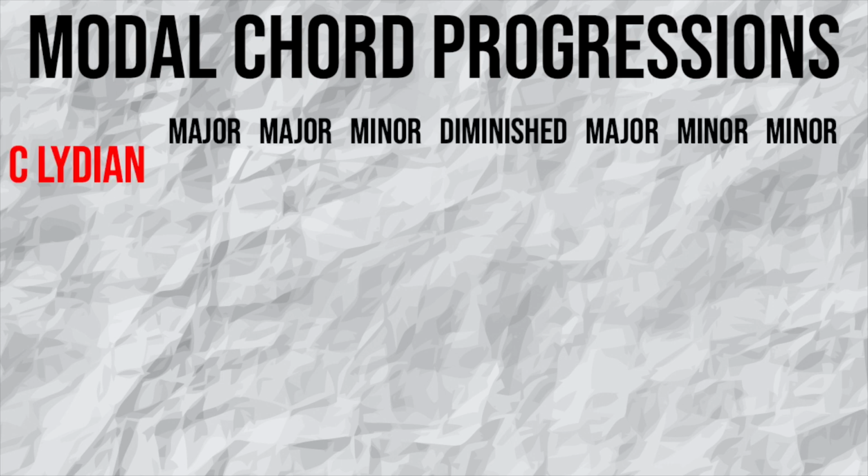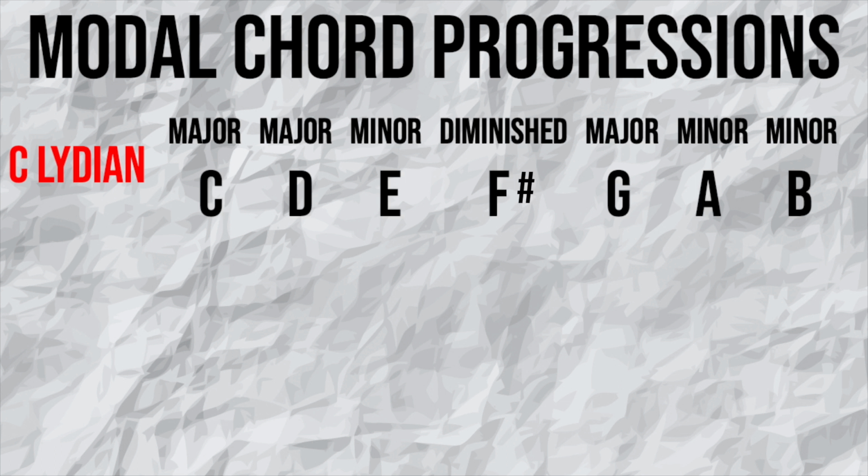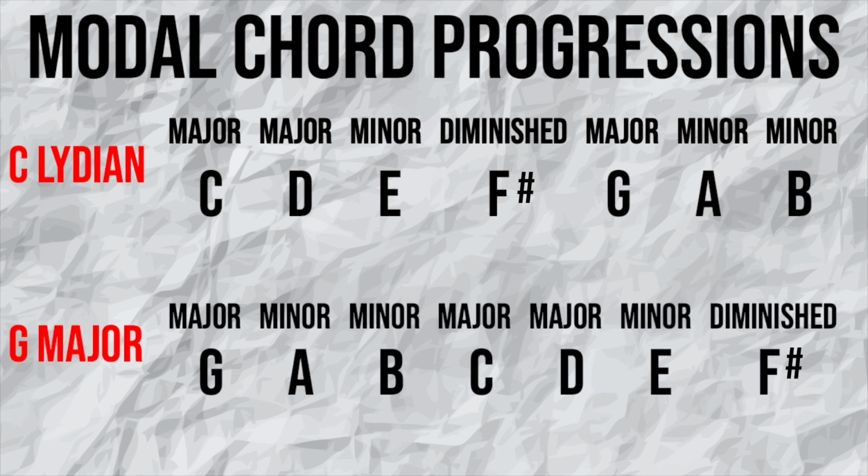Just like the major scale, you can build a chord from each of the scale degrees. For example, in the Lydian mode, we get these chords, and they are made from these notes. These are the same chords that you will get from the parent scale of that mode. For example, the parent major scale of C Lydian is G major, and it contains all the same chords. You can create a modal chord progression from these chords, but there is a very strong risk of it sounding like a G major chord progression.